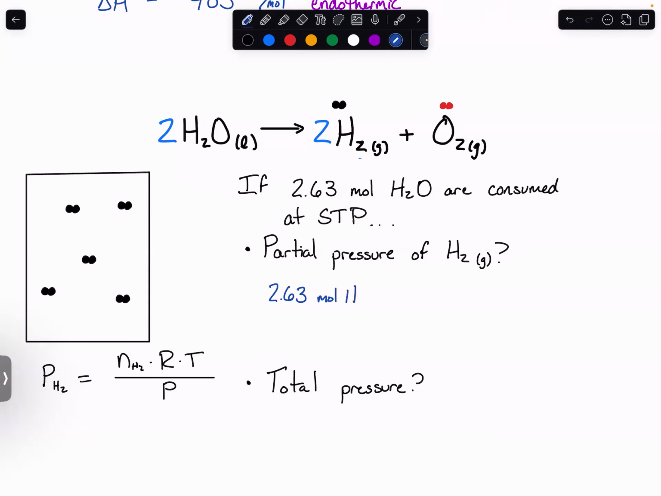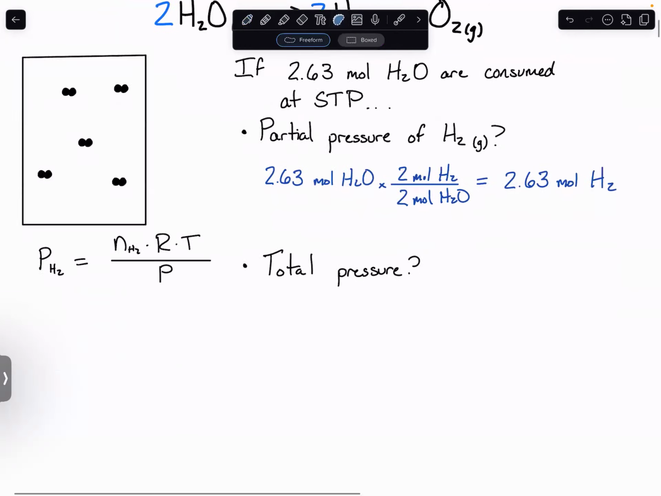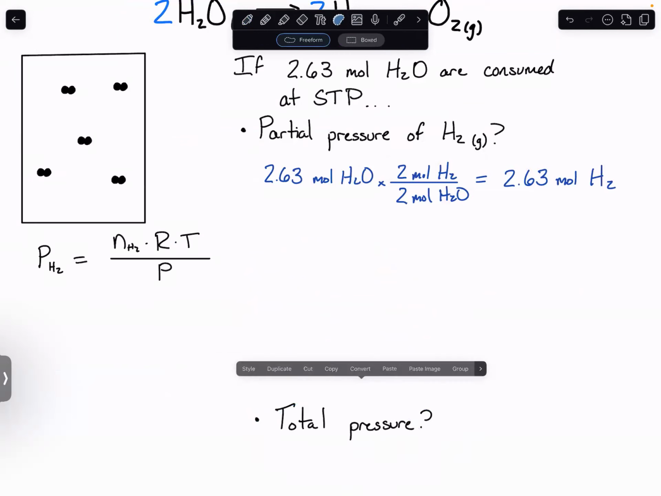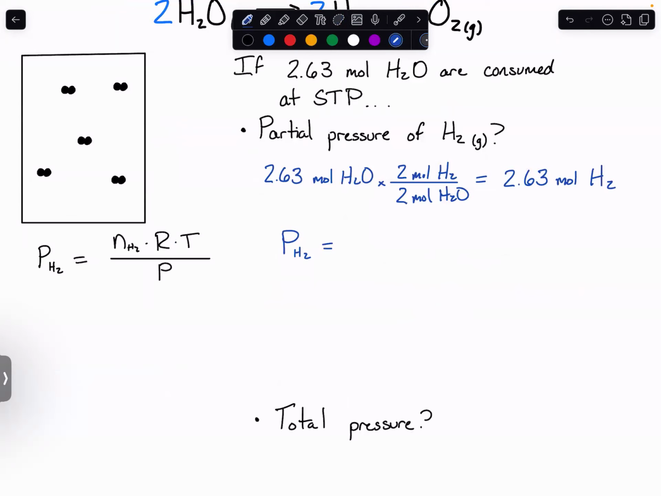If 2.63 moles of H2O are consumed, and we have this stoichiometric ratio that tells me there's 2 moles of water consumed for every 2 moles of H2 that are produced, we have 2.63 moles of hydrogen gas at the end. All right, so now I can use my pressure equation, and I can plug in that I have those 2.63 moles of hydrogen times the 82058.